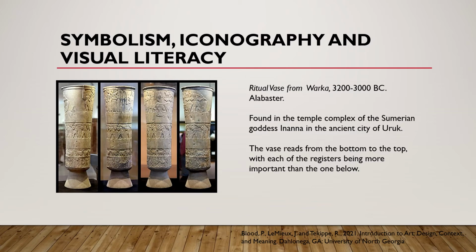And in ancient Sumer, in the example of the ritual vase from Warka, it reads from the bottom to the top. This is what they call a hierarchical arrangement. The more important the figures are, the larger they are, while the less important objects or figures are smaller.